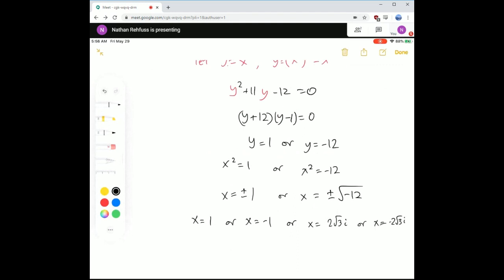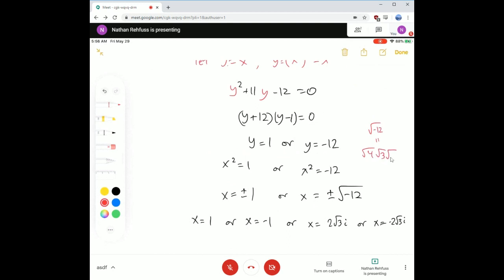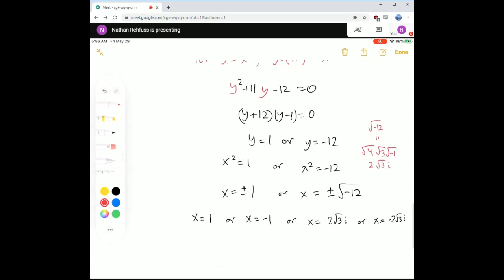Do you see why that's 2 root 3i? Just as a refresher, root negative 12 is the same as root 4, root 3, root negative 1. Product property, I can split this square root up into factors any way I like. And what I like is this, because that gives me root 4 is 2, root 3 stays, root negative 1 is i. So that's where I'm getting that number.